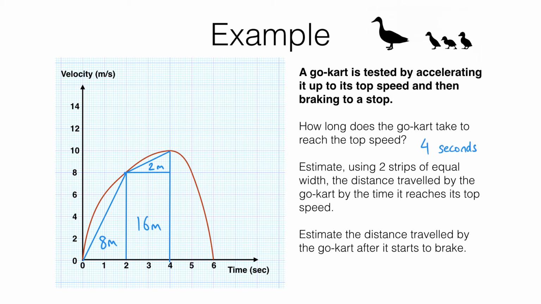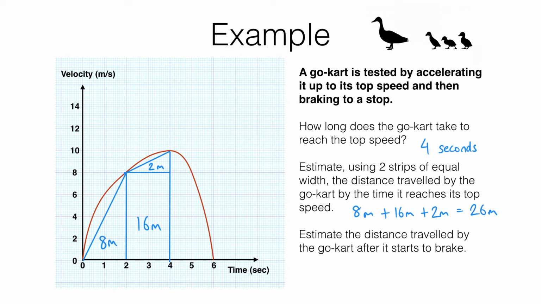So the distance travelled by the time this go-kart reaches its top speed is 8 meters plus 16 meters plus 2 meters. Well, that's just an estimate, but what we get is a total of 26 meters.